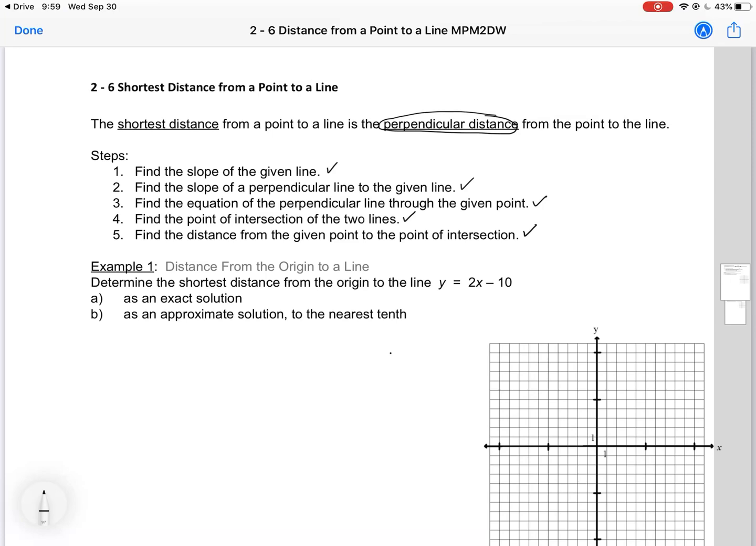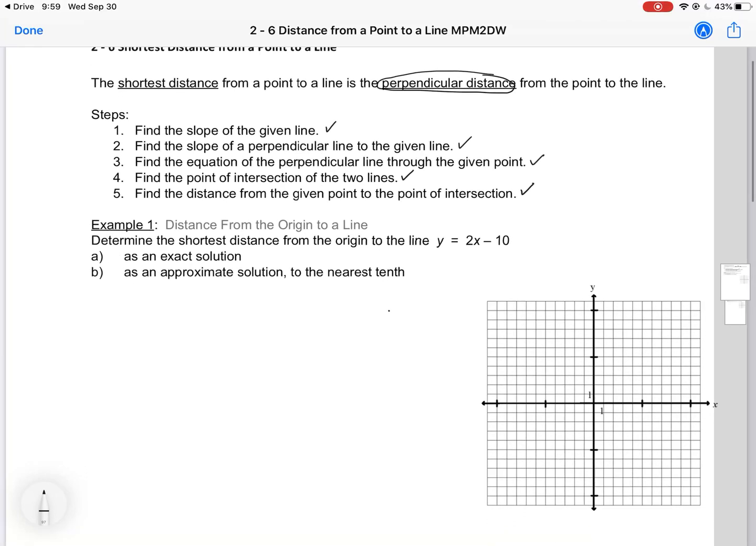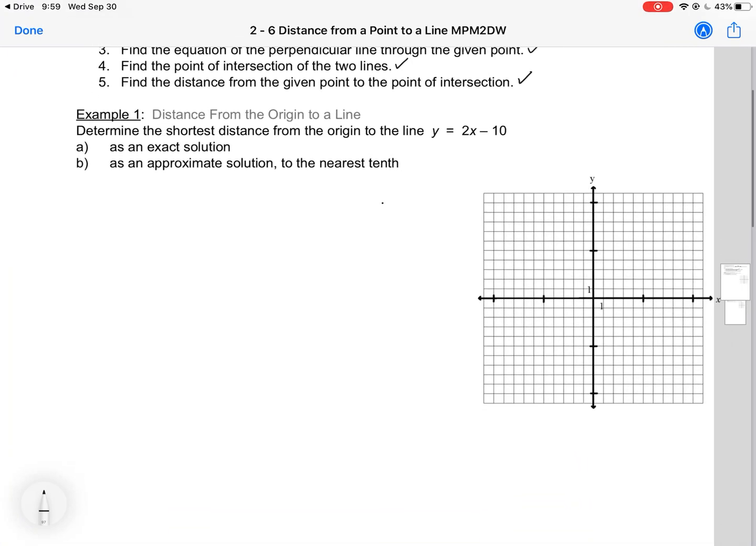So this question really takes stuff from the first unit and stuff from this unit to put it together. The first example that we're going to do is distance from the origin to a line. We're going to determine the shortest distance from the origin to the line y equals 2x minus 10. We're going to find it as an exact solution and then as an approximate solution to the nearest tenth. So the first thing that we're going to do is to find the slope of our given line. I can read it because my equation is in slope y-intercept form.